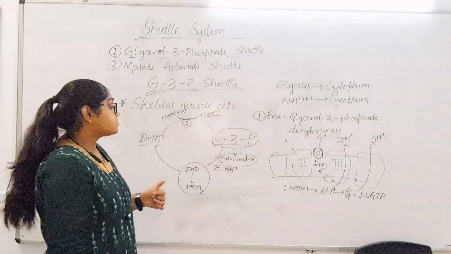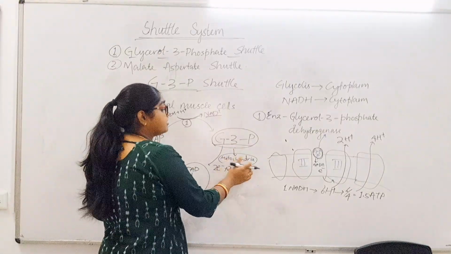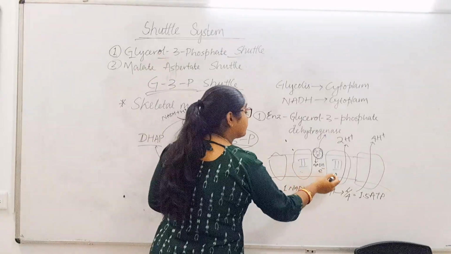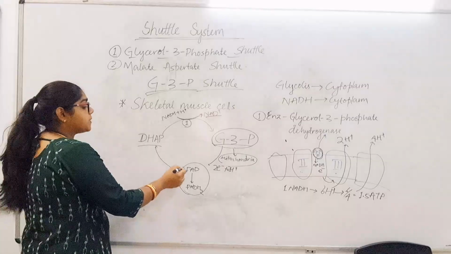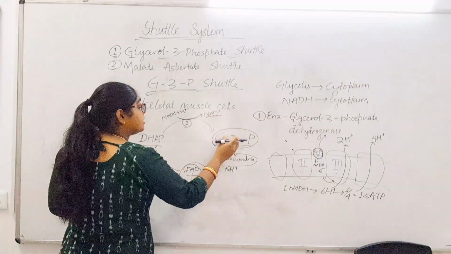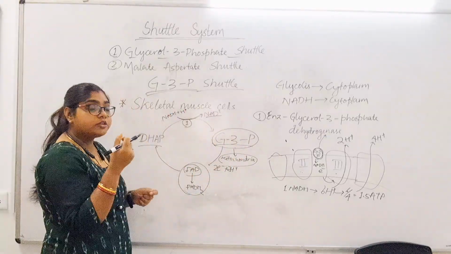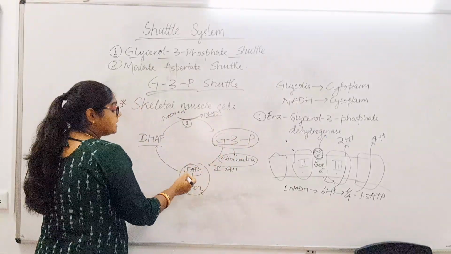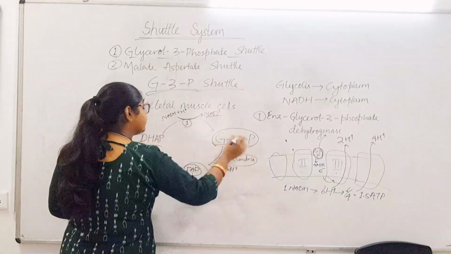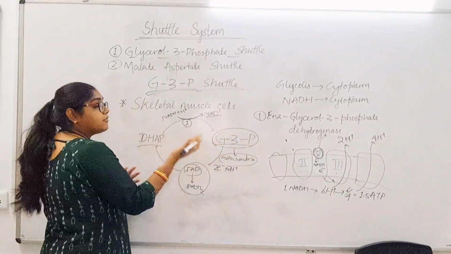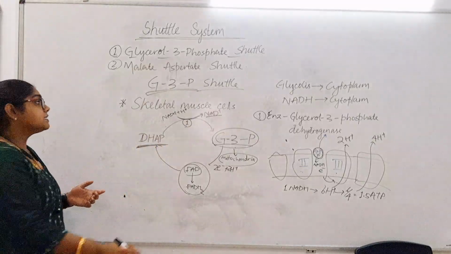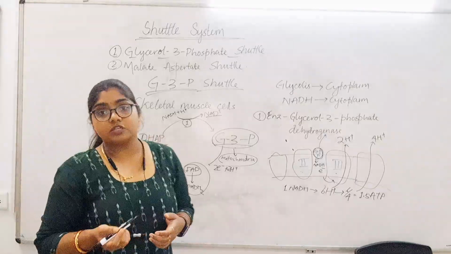Here in the inner membrane of the mitochondria, in between complex 2 and complex 3, there is FAD present. So this glycerol 3-phosphate dehydrogenase will take the electron and proton from the glycerol 3-phosphate and give it to the FAD. Then FAD becomes FADH2 and the glycerol 3-phosphate is converted back to dihydroxyacetone phosphate. This is the cycle that takes place in the glycerol 3-phosphate shuttle.